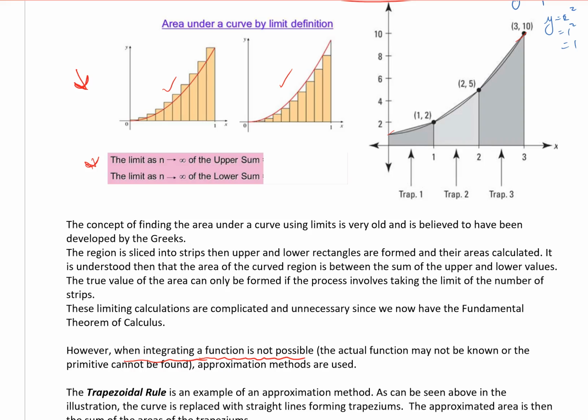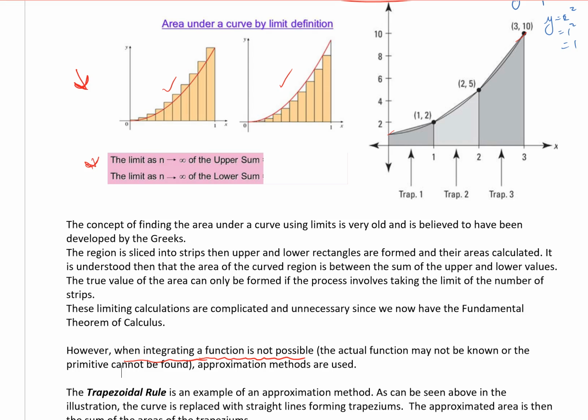Okay, let's get on to looking at the trapezoidal rule. Important things to note: the trapezoidal rule gives you an approximation for the area, whereas calculus gives you an exact value for the area. In this approximation, obviously, the more trapeziums that we create, the closer we get to the real value, and the more accurate our answer would be.